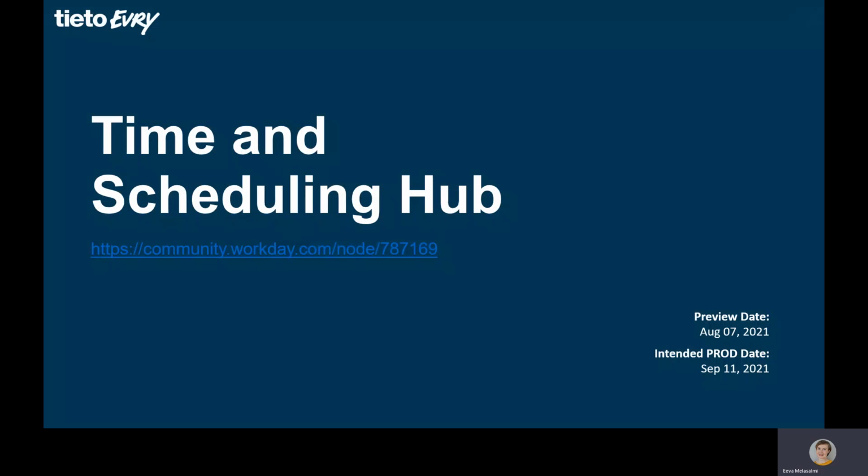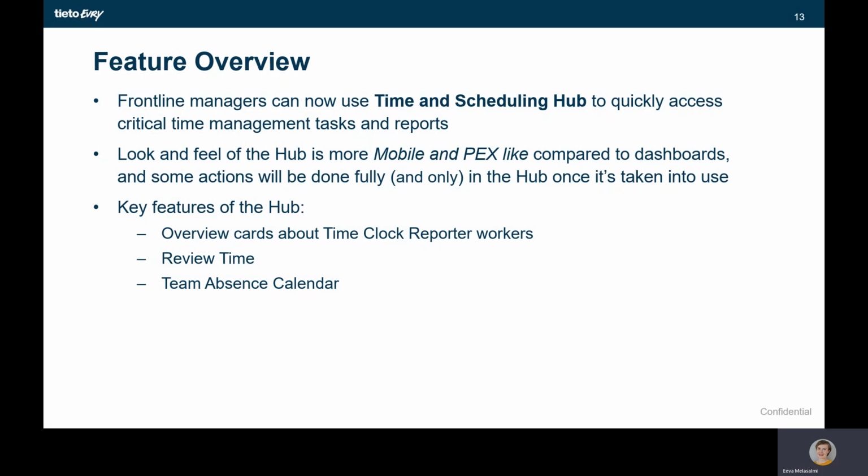Then let's go forward. The next highlight topic on my list would be time and scheduling hub. Again, you have the what's new post link here on the header slide. This has been released in the preview tenants in August, and again, it has the intended production date of September 11th. And what's there to come?